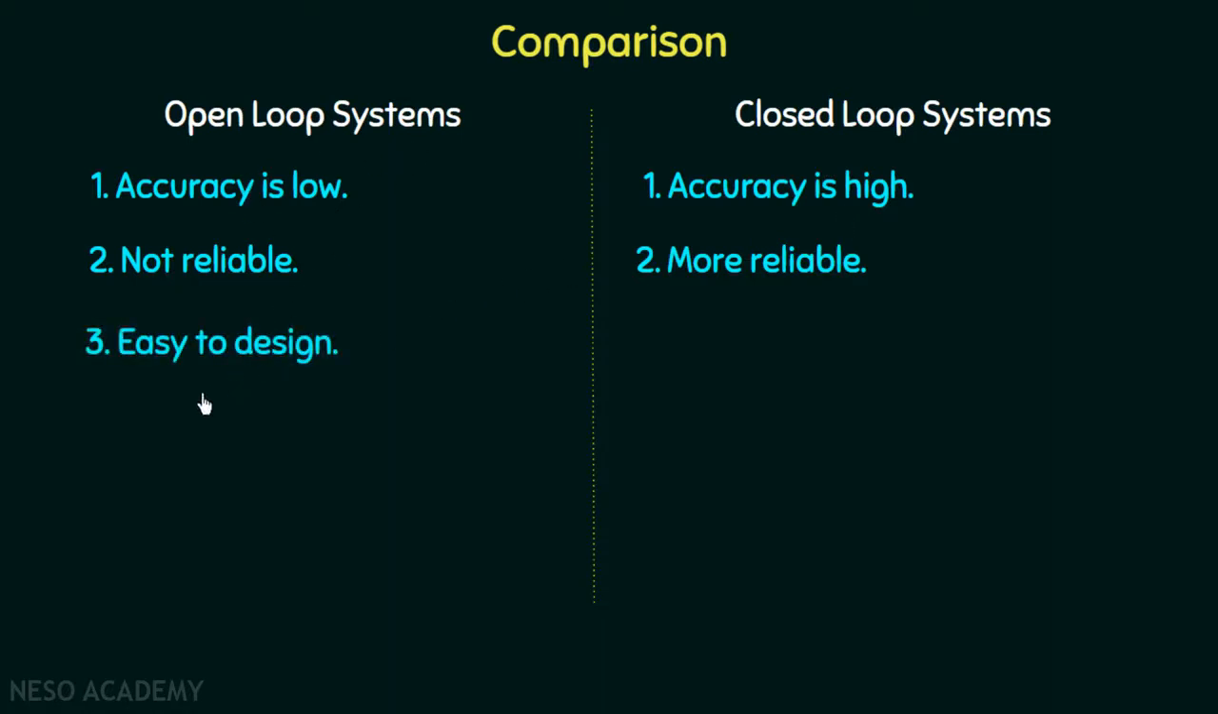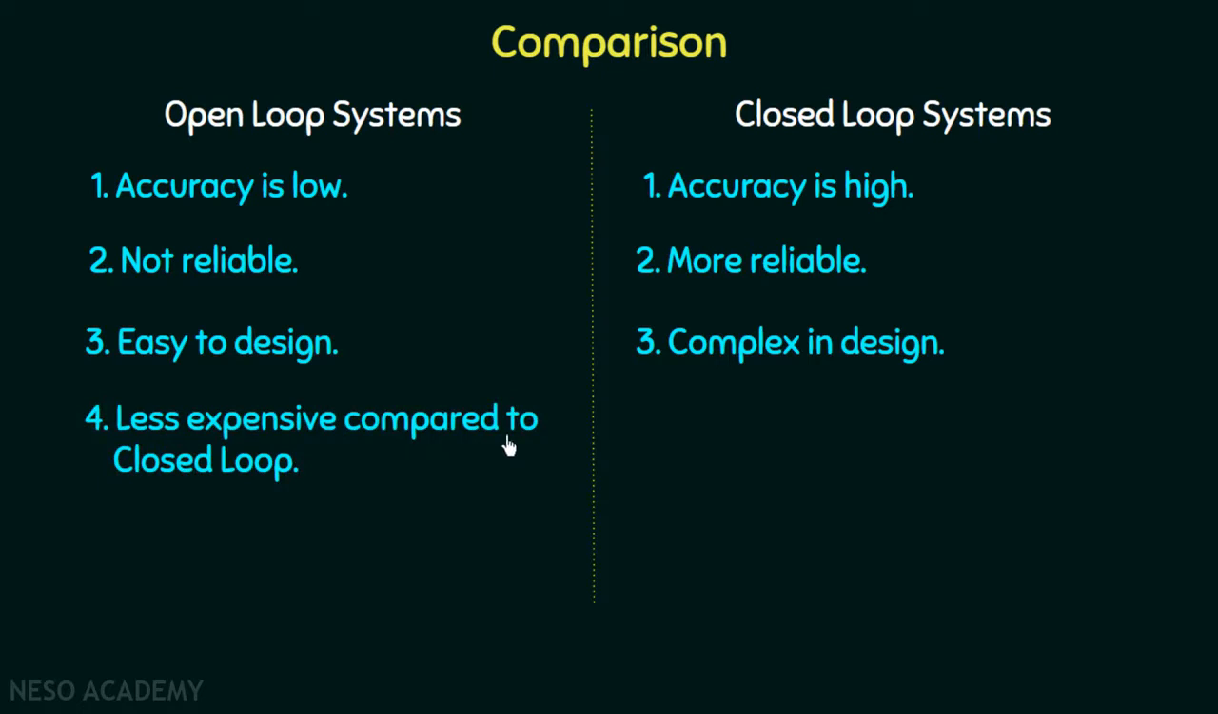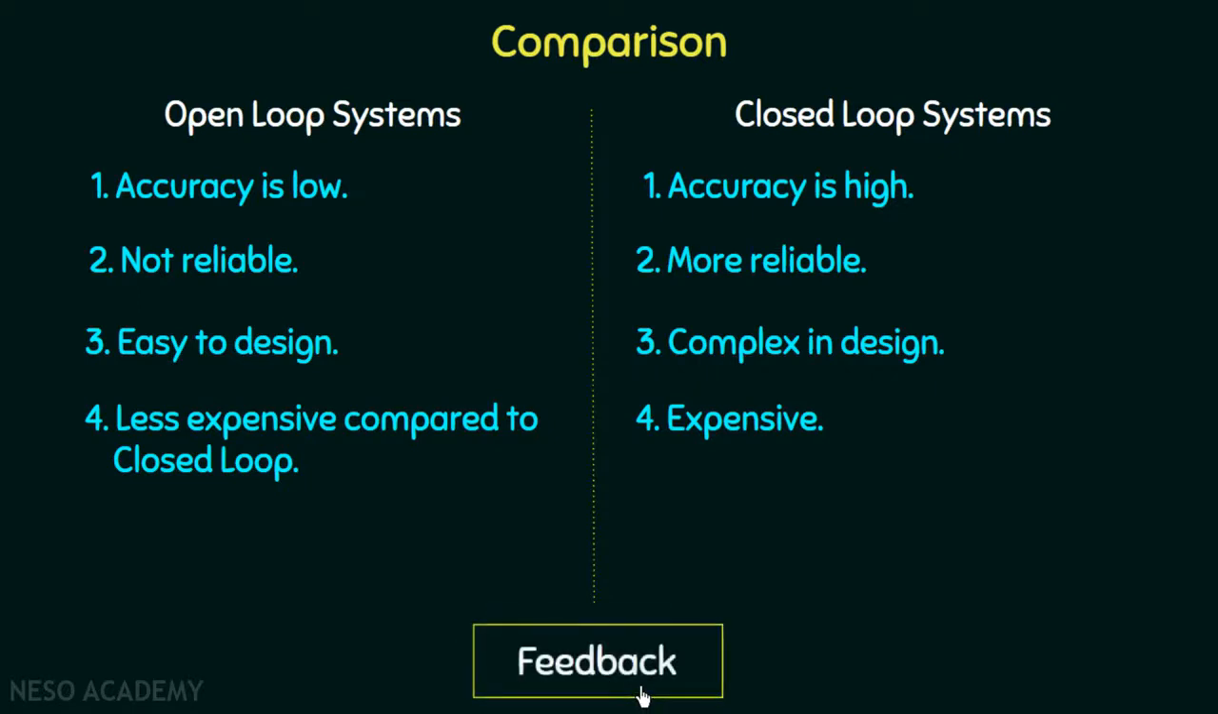The open loop systems are easy to design because there is no feedback factor involved and the circuitry is simple. Whereas the closed loop systems are complex in design because an additional feedback factor is involved and the circuitry is complex. Due to all the three reasons, the open loop systems are less expensive as compared to the closed loop systems. But the closed loop systems are expensive. And now, what is the distinguishing factor between the two? Yes, it is the feedback, which is absent in the open loop and present in the closed loop systems.